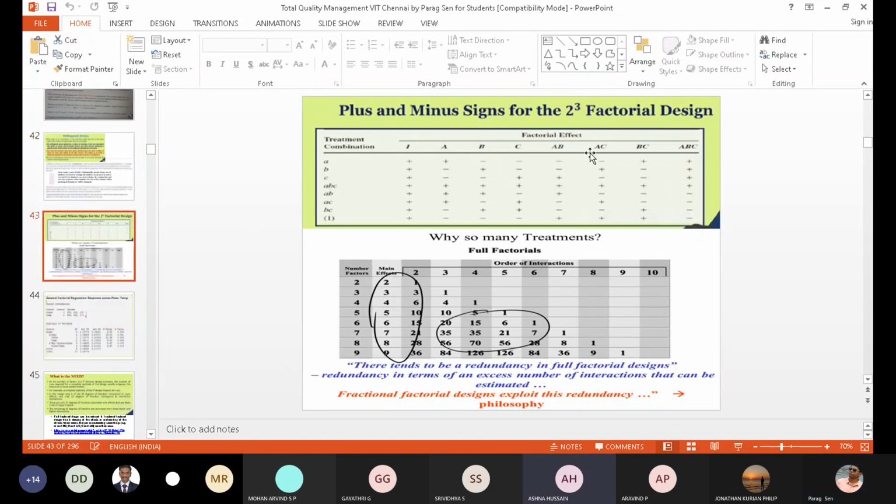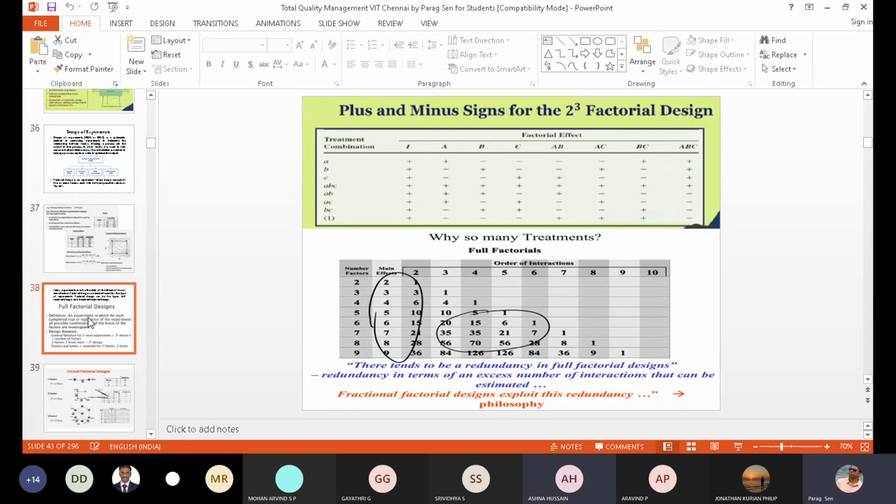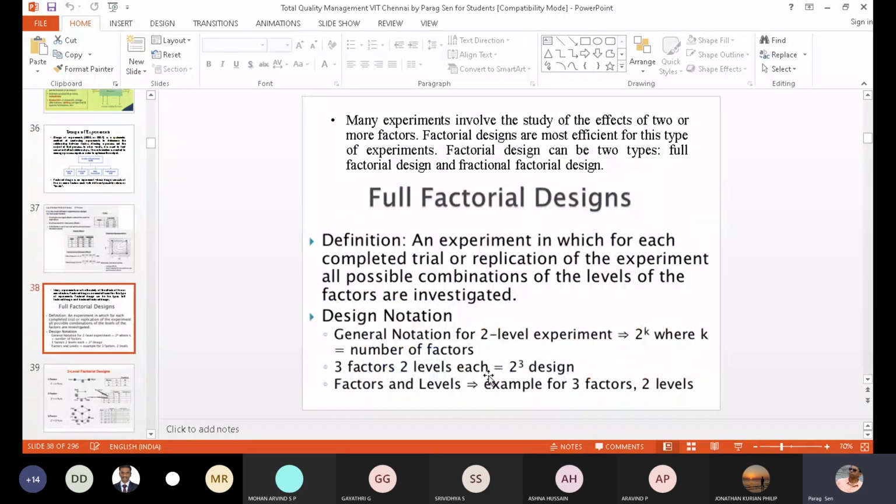Sir, can you repeat it again, sir? When I say 2 to the power 3 factorial design, it doesn't mean you have 2 factors and 3 levels. It means you have 2 levels, because you see here 3 factors, 2 levels each. 2 to the power 3 design: 3 factors. Okay sir, factor is in the power and 2 is in the base. Okay, factor to the power level. This is not the thing. Level to the power factor.